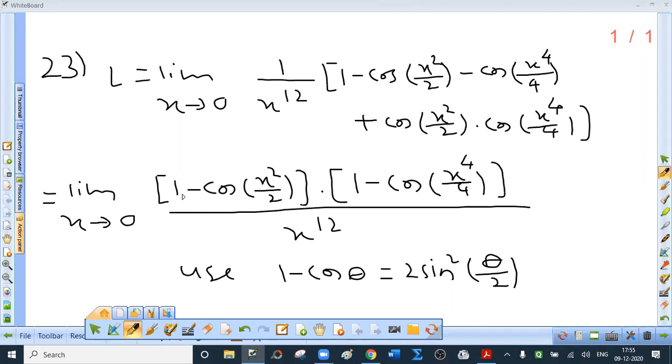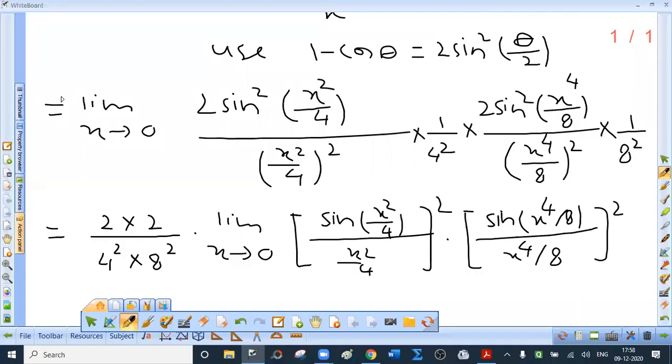Now you may say, sir, we have 1 minus cos, so we will multiply by 1 plus cos. Yes, but here too, I won't, to avoid confusion, because this is again not difficult. 1 minus cos theta is what? 2 sine square theta by 2. See, this is not cos square. The square is in the angle. You have to be careful. So this becomes what? 2 sine square x square by 4, because theta becomes theta by 2, half. And what about this? 2 sine square x raised to 4 upon 8. See what you get.